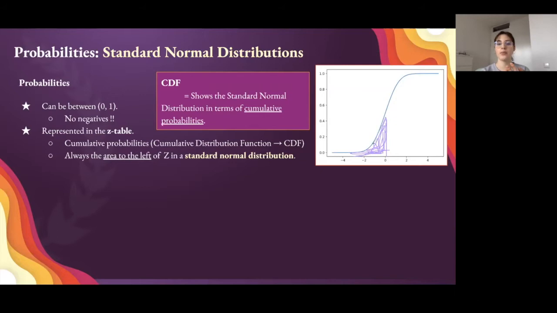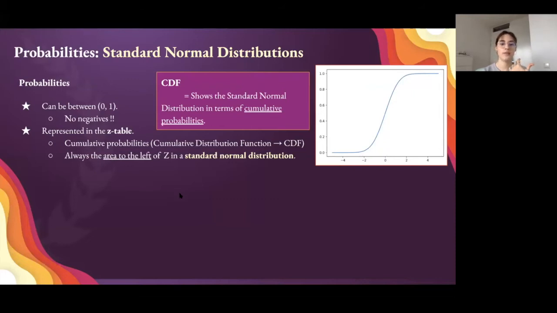So all the probabilities, same on the z-table, are cumulative. They're talking about the left area of a z-score. You can see this on your formula sheet that shows the z-table. It shows a picture of a standard normal distribution curve with the area to the left shaded, because that is always the case. If we have a z-score and we look in the z-table, the probability is showing us the left area of that z-score. That's an important thing to remember whenever we're talking about probabilities with z-scores.